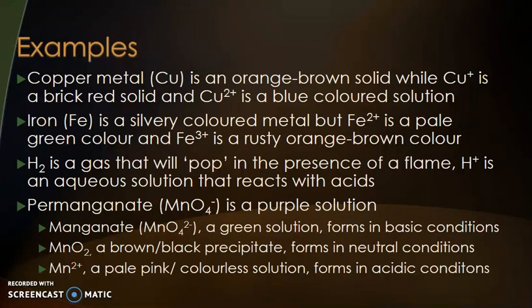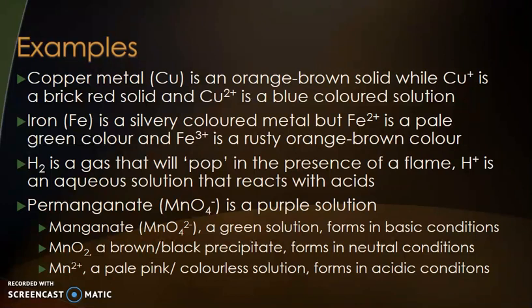Permanganate, or rather the various species of manganese, are probably some of the most interesting ones. You will all be familiar with permanganate, which is MnO4-, that's that purple solution. And you know that when it reacts in acidic conditions, it forms Mn2+, the manganese ion, which is a pale pink or usually colourless solution. But you've also got other ions as well. Manganate is green, manganese dioxide is a brown-black precipitate, and of course you've got pure manganese metal as well.